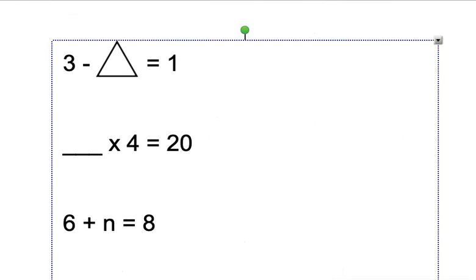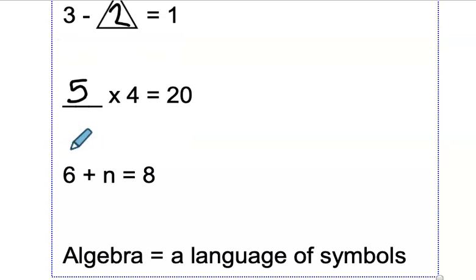So now if I start to take away some of those shapes, I can do 3 minus what equals 1. I always ask myself when I see something I don't know, 3 minus what equals 1? Well, 3 minus 2 equals 1, so the triangle has to be 2. What times 4 equals 20? Well, I know 5 times 4 equals 20. And then 6 plus n equals 8. 6 plus what equals 8? 6 plus 2 equals 8.